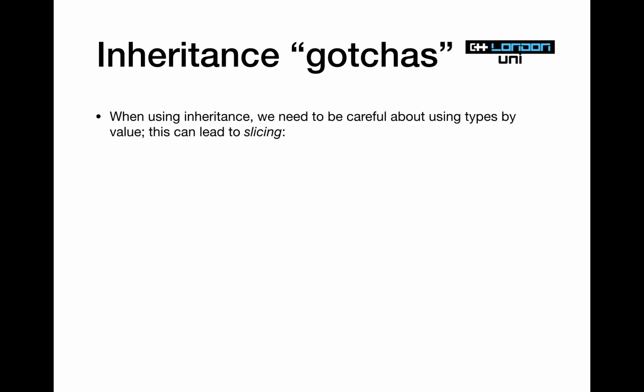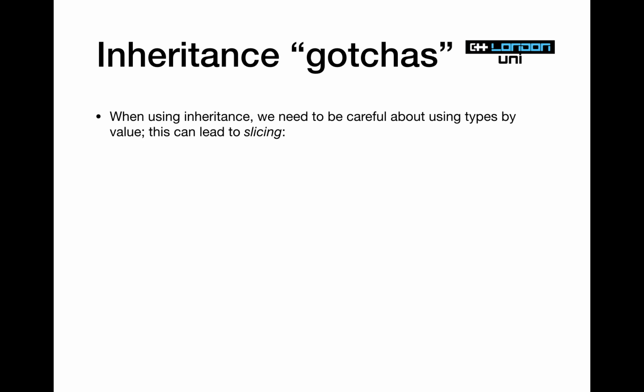Early on in this course, we talked a lot about value semantics, about using types by value, passing by value to functions. It turns out that using types by value doesn't work very well with inheritance and with polymorphism. We get this thing called slicing.